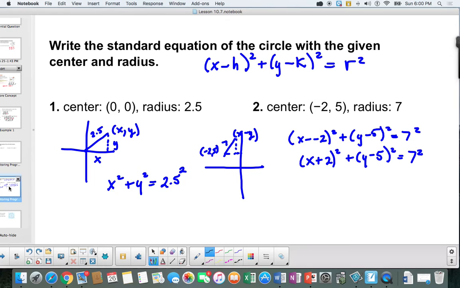And here's the answer. Here's the standard form when (h, k) is not (0, 0). This one happened to be (0, 0). So really all I had to do was put the 2.5 in for the r. And here I substituted negative 2 in for h, and I substituted 5 in for k, cleaned things up a little bit, and that was my equation.